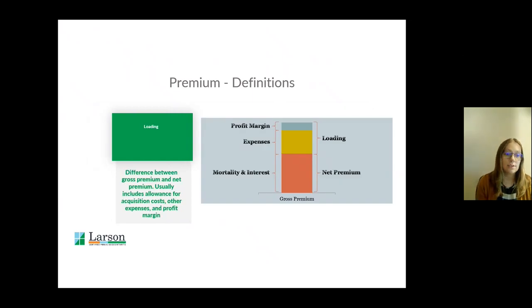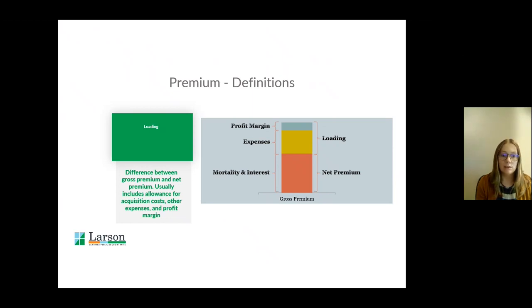Next is loading. So this is the difference between gross premium and net premium. Usually includes allowance for acquisition costs, other expenses, and profit margin. So as we go through the journal entries of recording premiums, it's important to know the difference between net premiums and loading. So as you can see here, gross premium includes the net premium and loading, which is those expenses and profit margin.